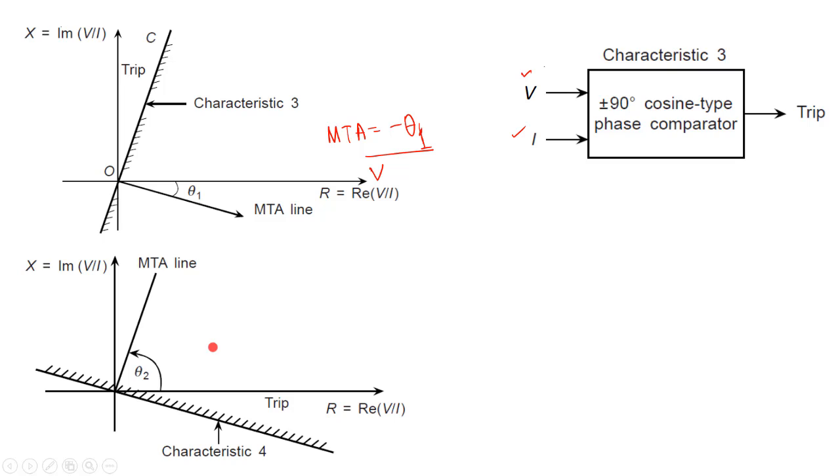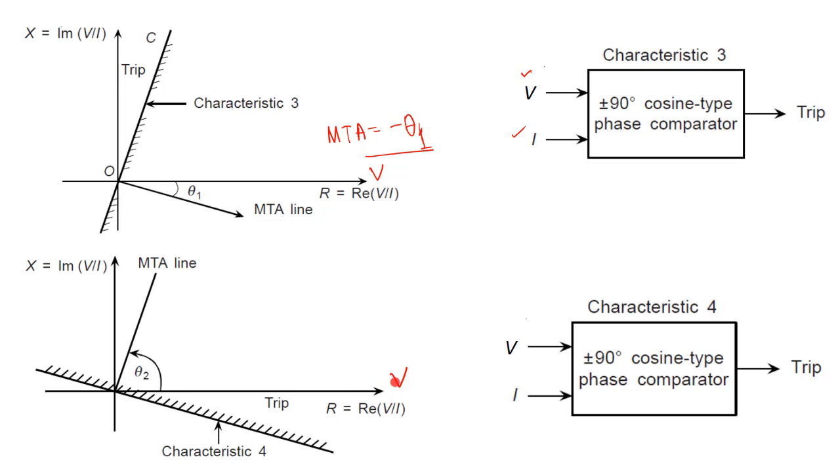Similarly, here also we can implement characteristic 4. This is also a kind of directional overcurrent relay, and here MTA is theta 2. We can see here MTA is making an angle of theta 2 leading the voltage phasor, because voltage is the reference. So, characteristic 4 can be implemented just by putting V and I to the cosine type of phase comparator. So, all the 4 characteristics we have implemented.